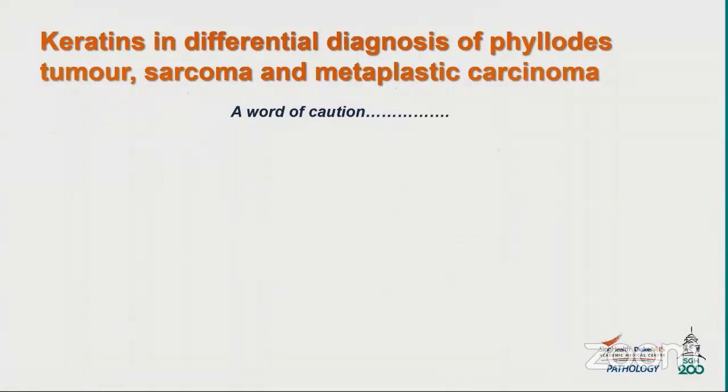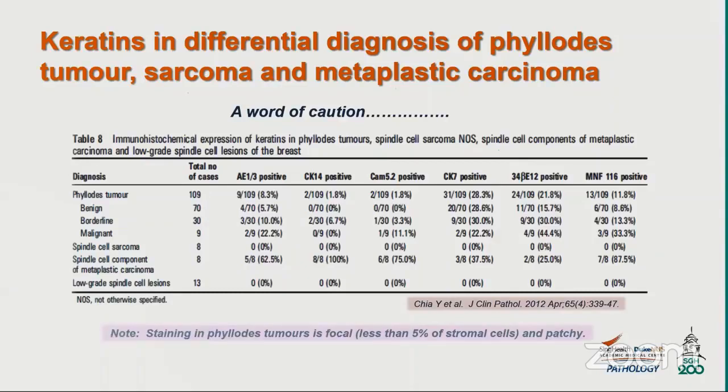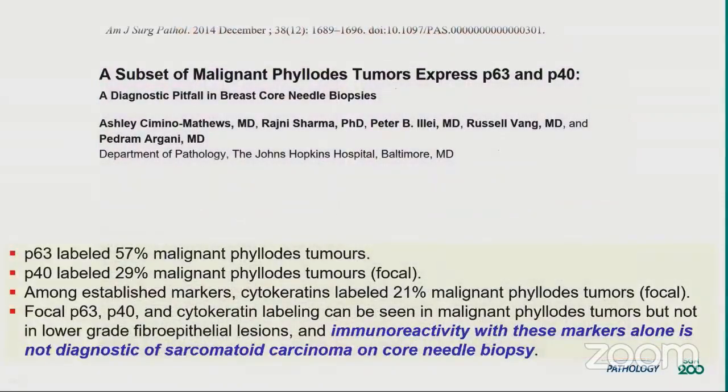A word of caution in using keratins to differentiate between phyllodes tumor, sarcoma, and metaplastic carcinoma. This is a study done almost 10 years ago in which we found variable expression of epithelial markers in the stroma of phyllodes tumors, although the staining tended to be very focal, involving less than 5% of the stromal cells and in a patchy distribution. So an illustration from the paper of a malignant phyllodes tumor that displayed focal MNF116, CK7 and 34 beta E12 expression within the stromal cells.